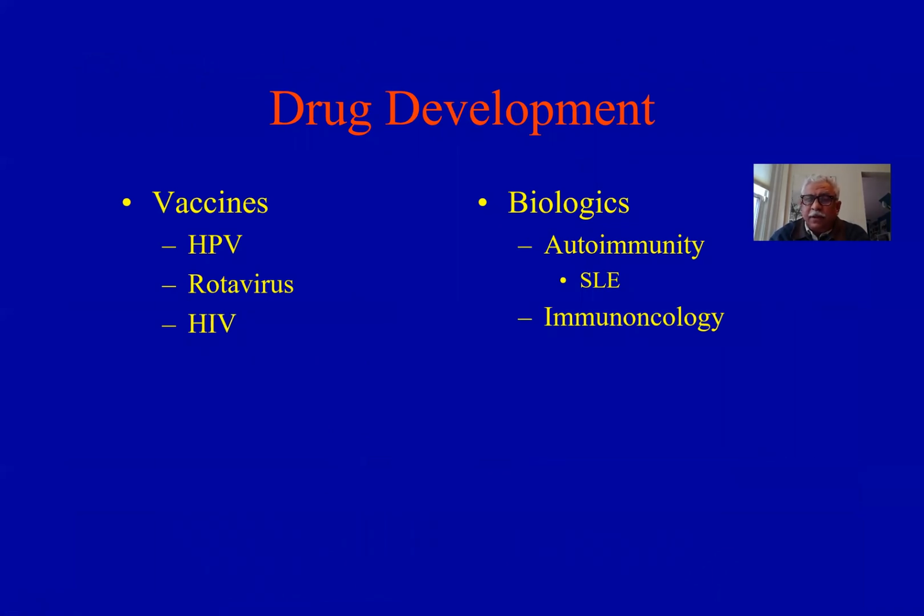And finally, this course takes the process of understanding the immune response as it relates to development of vaccines, such as HPV, rotavirus, and HIV, and biologics, such as monoclonal antibodies to various cell surface targets, for either autoimmune disease and immuno-oncology.